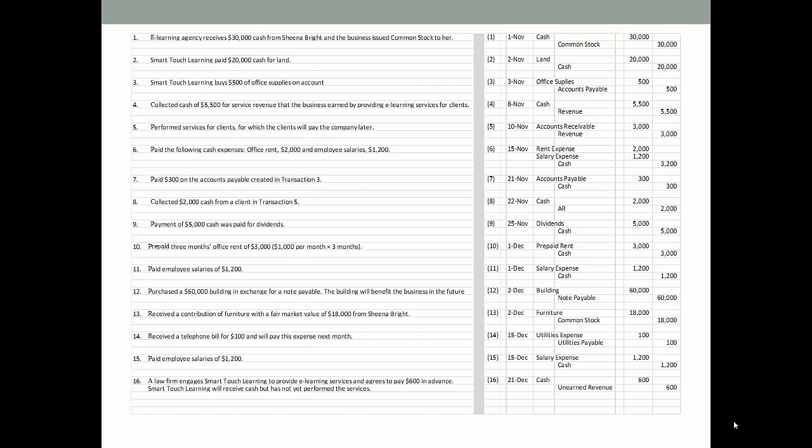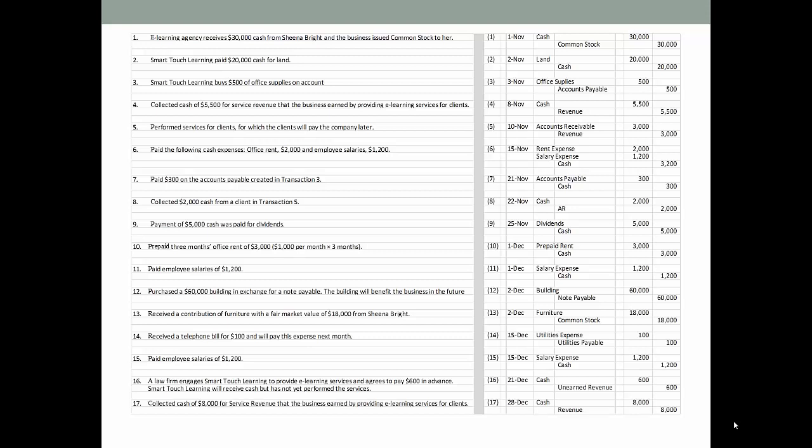So cash is going to increase with a debit. Our credit is going to be to a liability account called unearned revenue. As services are performed, we will debit unearned revenue and credit regular revenue in order to place it on the financial statement, the income statement. Right now, as a liability, it's on what financial statement? The balance sheet, right.